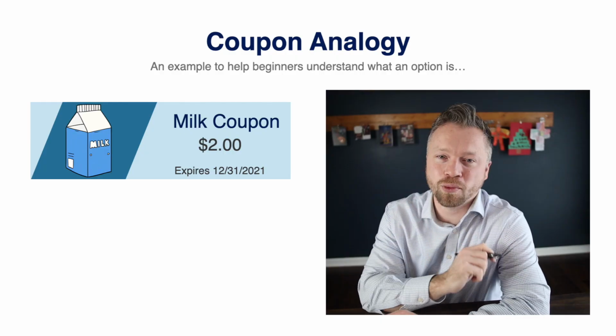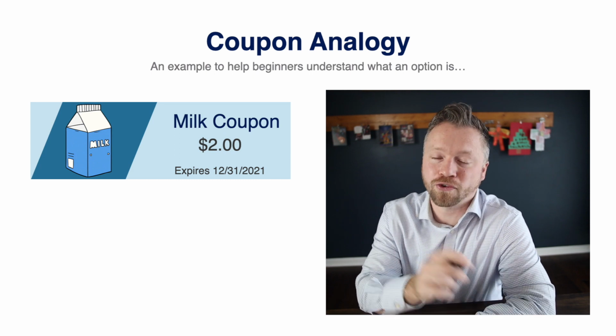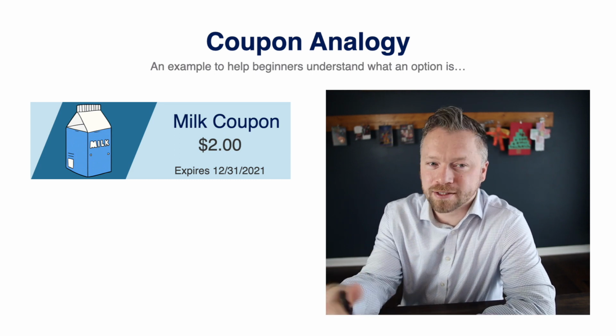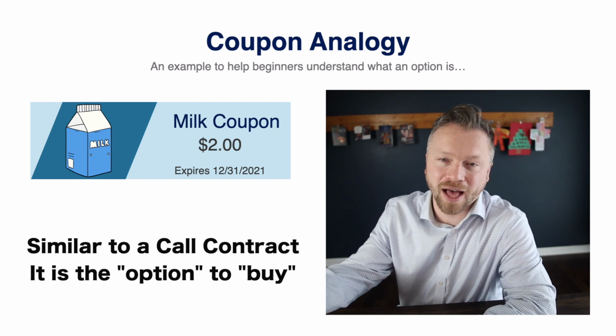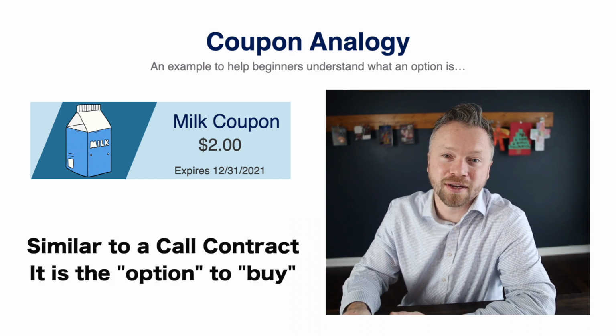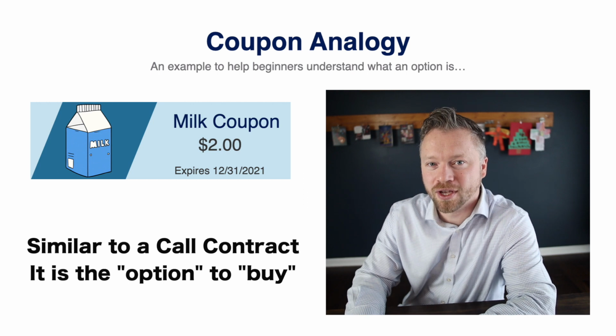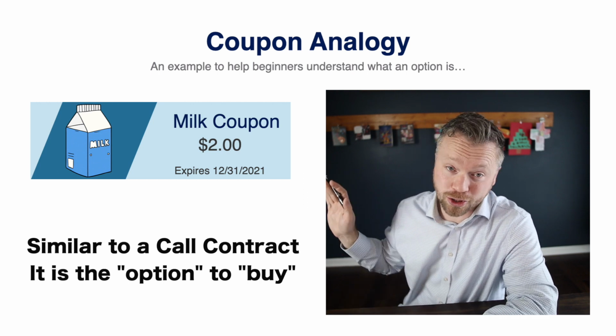Let's say that you have a coupon to buy a gallon of milk for $2. Because it's a coupon to buy something in the options market, that would be like a call contract. Because calls are the option to buy and puts are the option to sell. But I'm going to talk about that later.